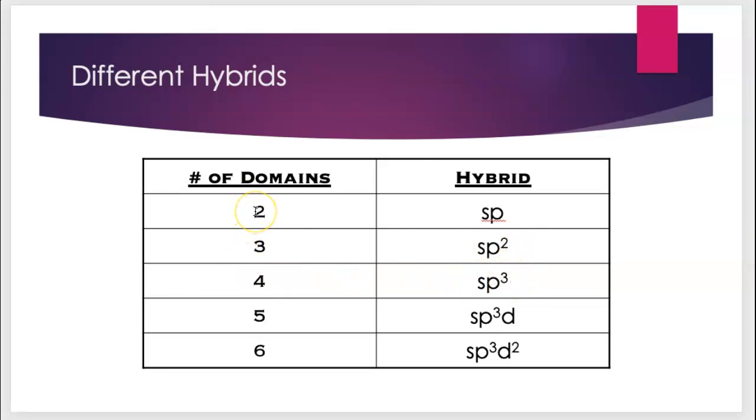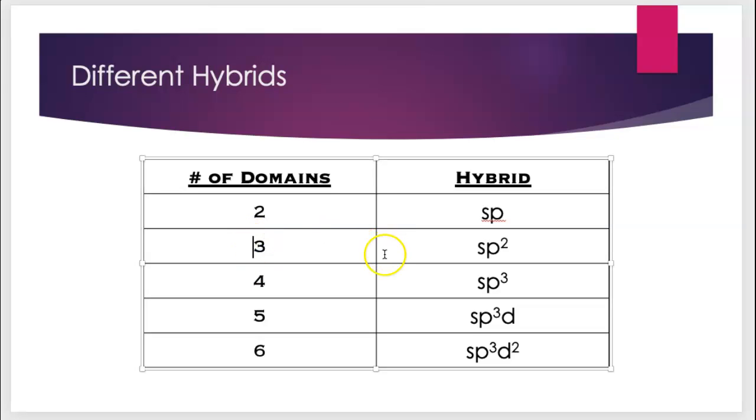When it's 2 domains, we only need 2 orbitals. So we take an S and a P, and that gives us 2 domains. When I want 3 domains, I need 3 orbitals. So I take an S and 2 P's. Now the problem comes when I get to 5 domains, because there's only 3 P orbitals in any subshell. So if I take an S and 3 P, now I have to go to a D and bring that in.